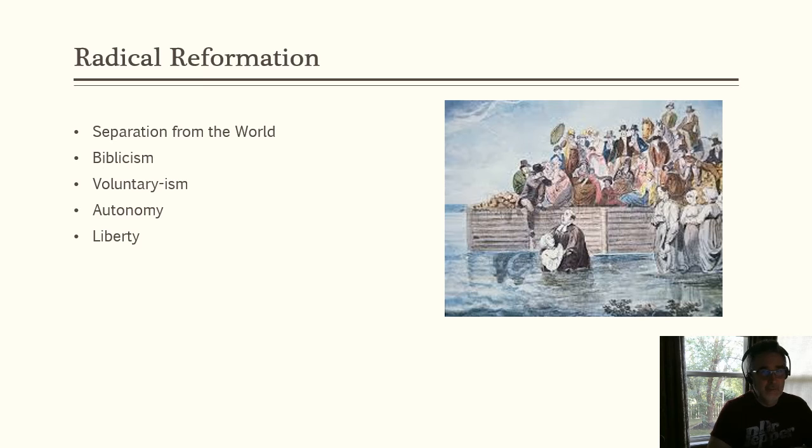Okay, so the Radical Reformation. The first element of distinction here for the Radical Reformation would be the separation from the world. In the separation from the world, the key term there is separation. They wanted complete and total separation from the state, and they believed it was required in order for the church to be holy.